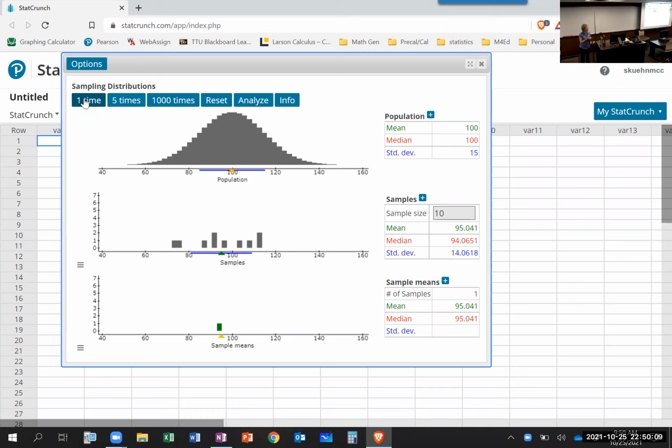In my sample of 10, I ended up with a mean IQ score of 95.041. Did you all get a mean of 95.041? Why? Because we talk to different people, right? Because we have a different collection in our sampling, correct? What was your standard deviation? Was it 14.06?